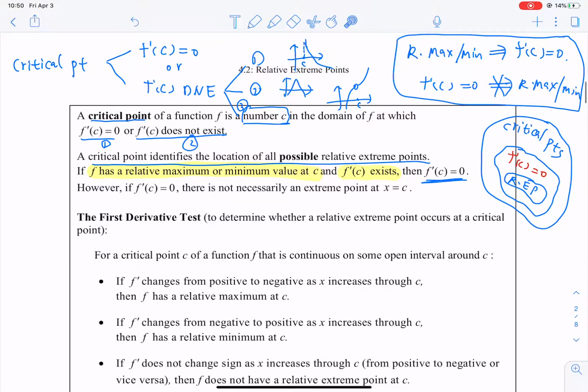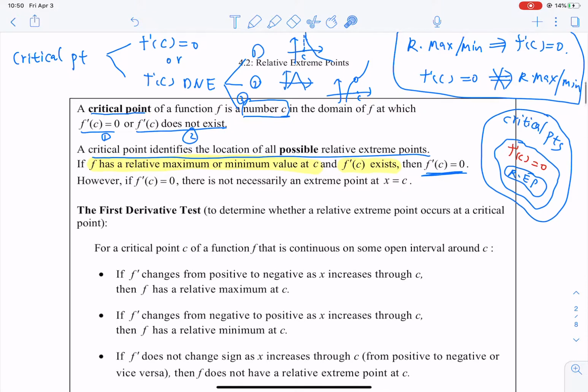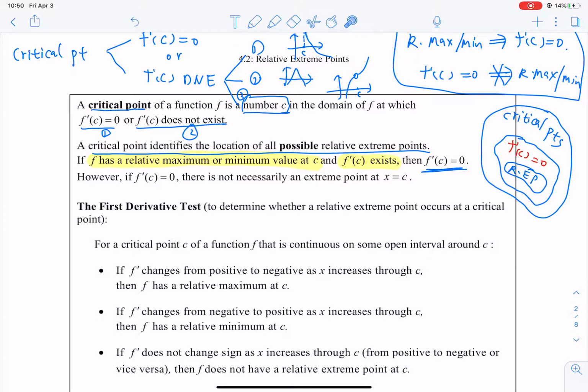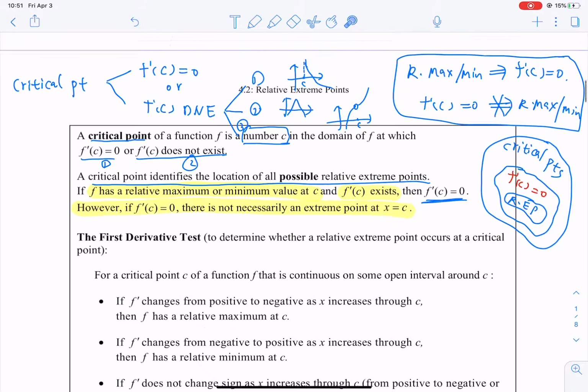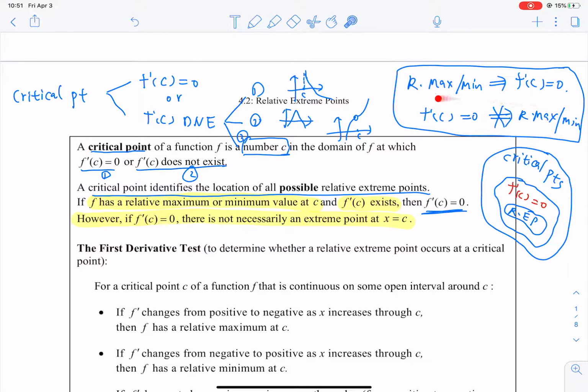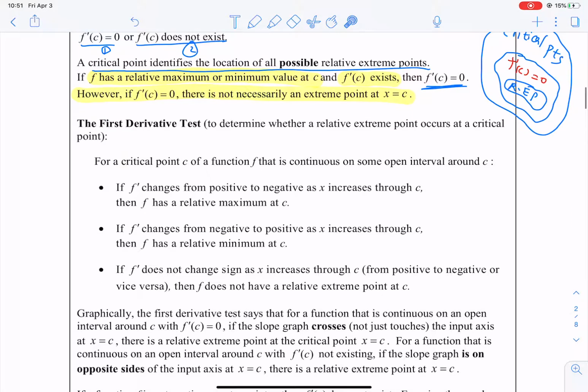So you can see in this direction, this shows that if f prime of c does not exist, then f prime of c is not necessarily 0. And if the derivative is 0, this is not necessarily an extreme point at point c. So that is the second one. For a relative maximum or relative minimum point, its derivative is not necessarily 0. Later, we will see more examples.